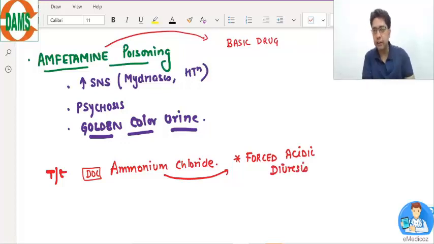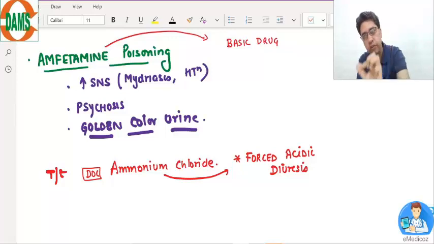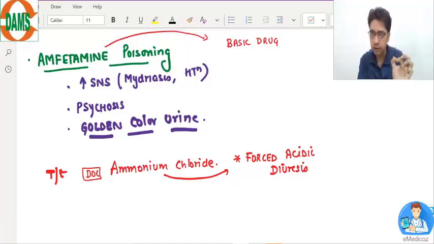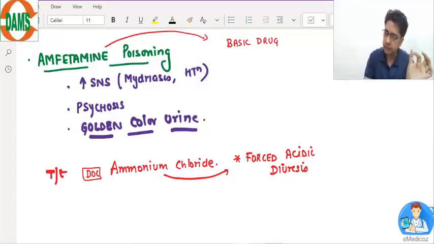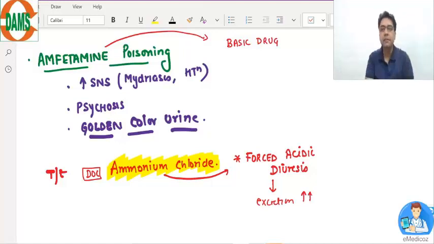Now remember one concept. For basic drug poisoning, we change the pH of urine acidic. If there is some acidic drug poisoning, we change the pH of urine basic. Because the drug in opposite pH media becomes more water soluble and is easily excreted out in urine. So in amphetamine poisoning, we give ammonium chloride, and it will increase excretion of amphetamine.